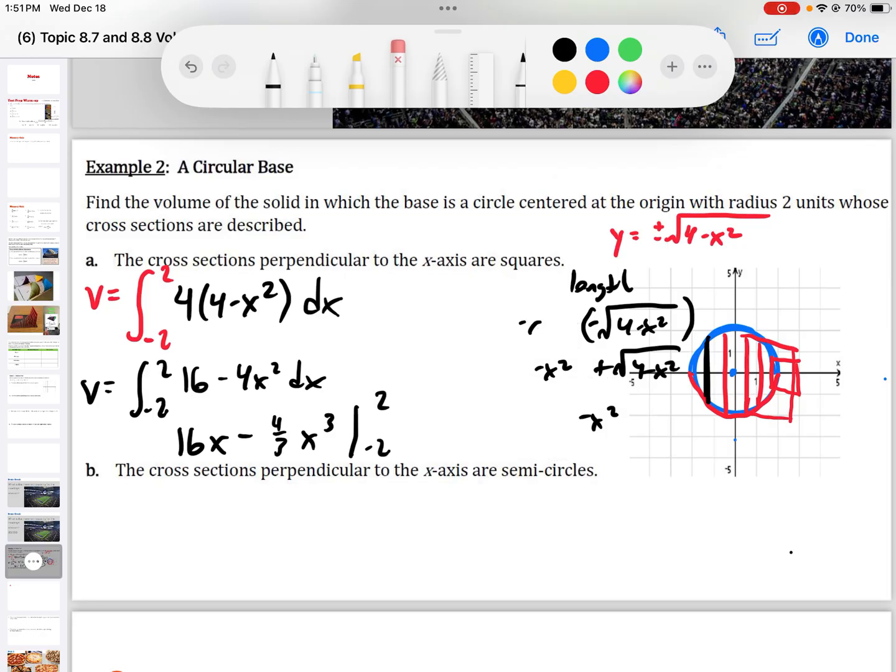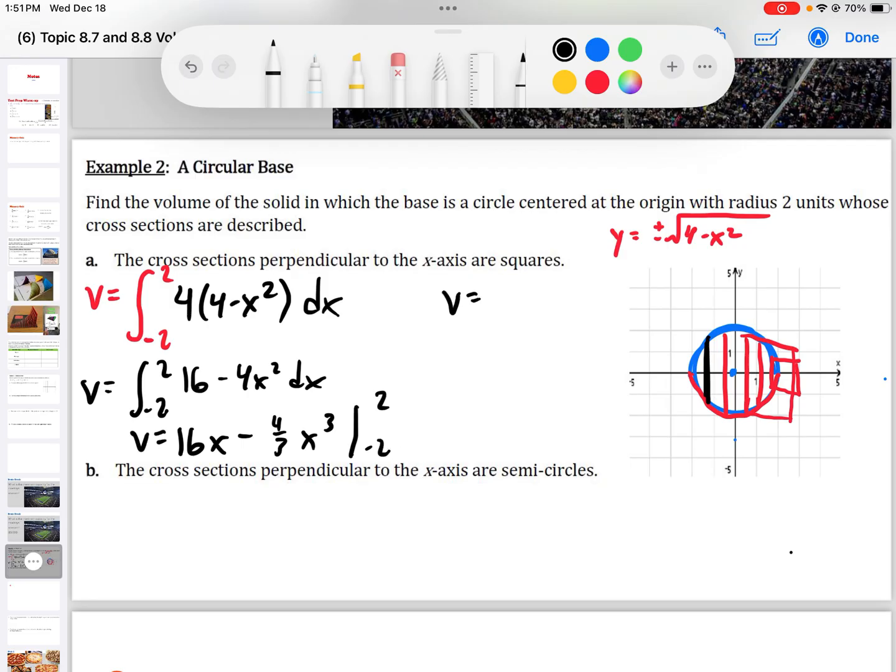And that would be, okay, plug in 2. The new part is finding that side length, right? To try to represent the area of a square in terms of that function that we're given. So volume would equal, okay, plug in 2, so 16 times 2 would be 32 minus 2 cubed, which is 8 times 4 is 32 over 3 minus, whenever I plug in negative 2, it would be negative 32. So I want to be in plus the same thing.